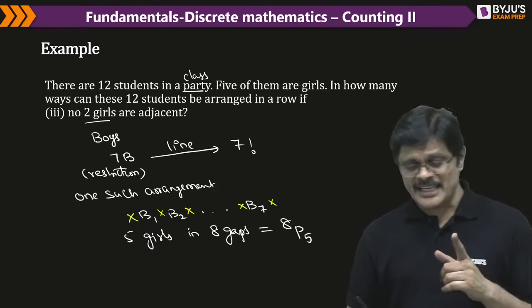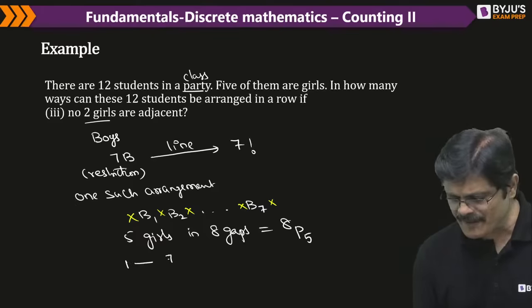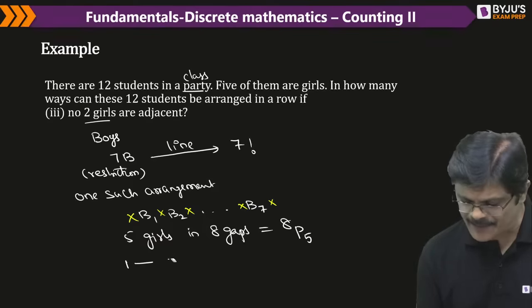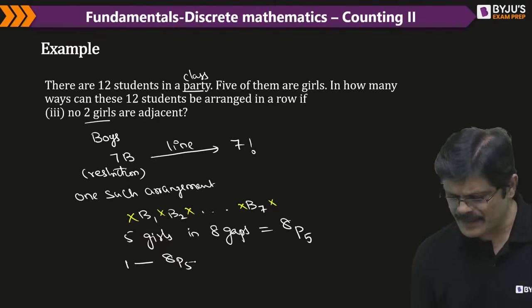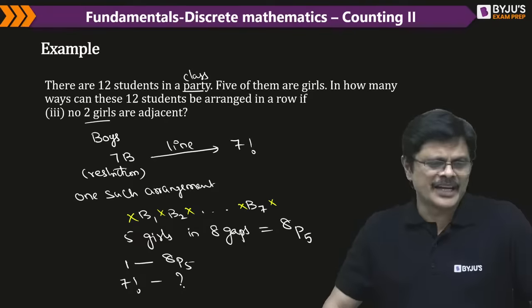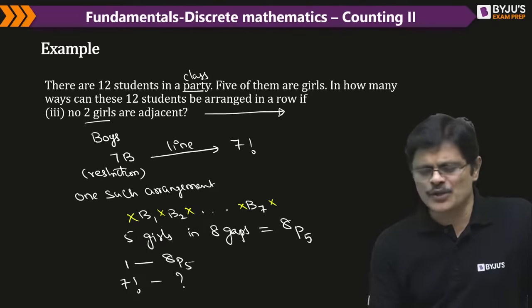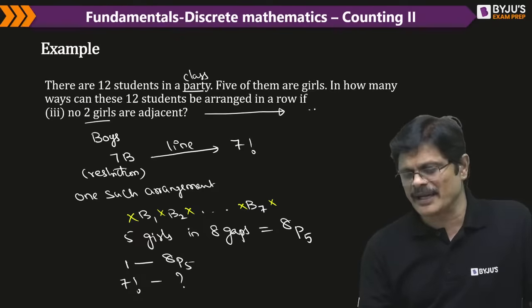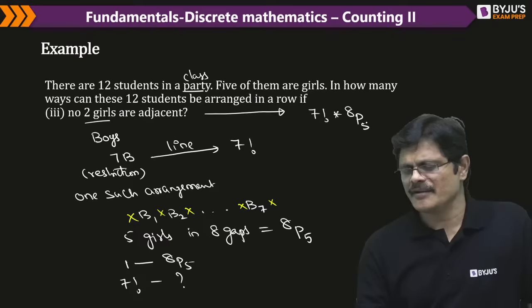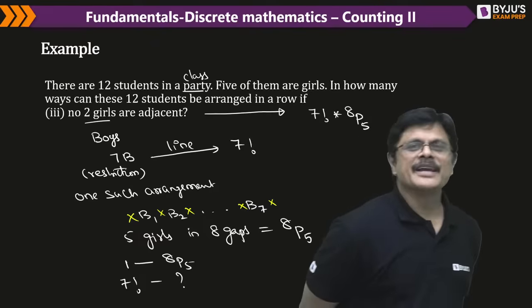This is for one arrangement. For one arrangement there are 8P5 arrangements of girls. Then for 7 factorial arrangements, total how many arrangements would be there? So the number of arrangements in which no two girls are adjacent is given by 7 factorial into 8P5.